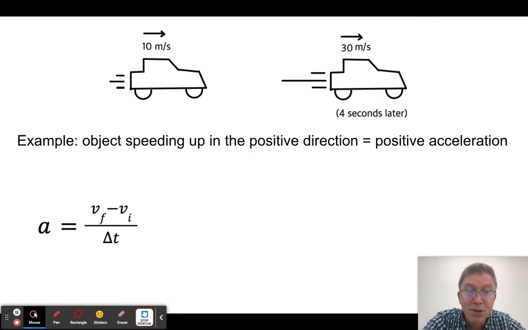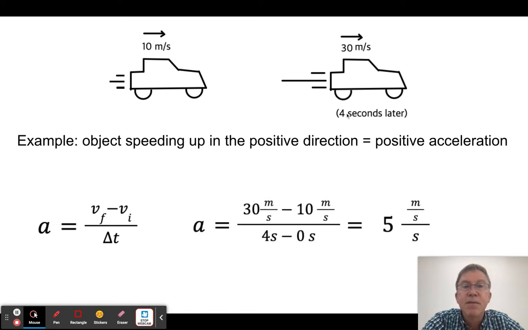I draw these little lines to show the relative speed. I see this car speeding up because those lines got long. This car was originally going to the right, the positive direction, at 10 meters per second, and then 4 seconds later, it's going 30 meters per second, again in the positive direction. So to calculate the acceleration, I would say final velocity 30 minus initial, which is 10, divided by the time needed to make the change, which is 4.